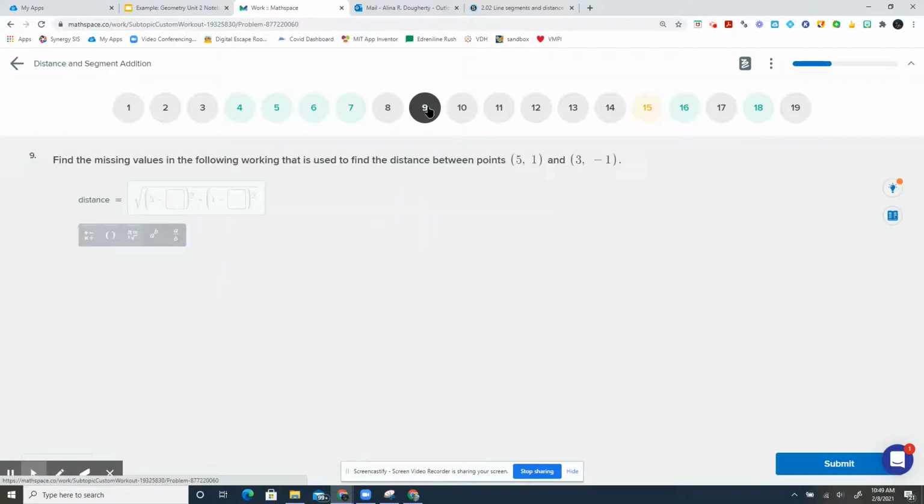Question number 9, moving on. Find the missing values for the working distance between the 2 points. All right, so we're going to do x, y, and x, y. Instead of making them x1, y1 and x2, y2, I'm just going to color code them because I know the order doesn't matter. So if I've got the 5 and the 1 here, then I know that is this set, and I'm going to do 3 and -1. Even though I'm subtracting, I also need that -1. So I'm going to input those numbers in here.